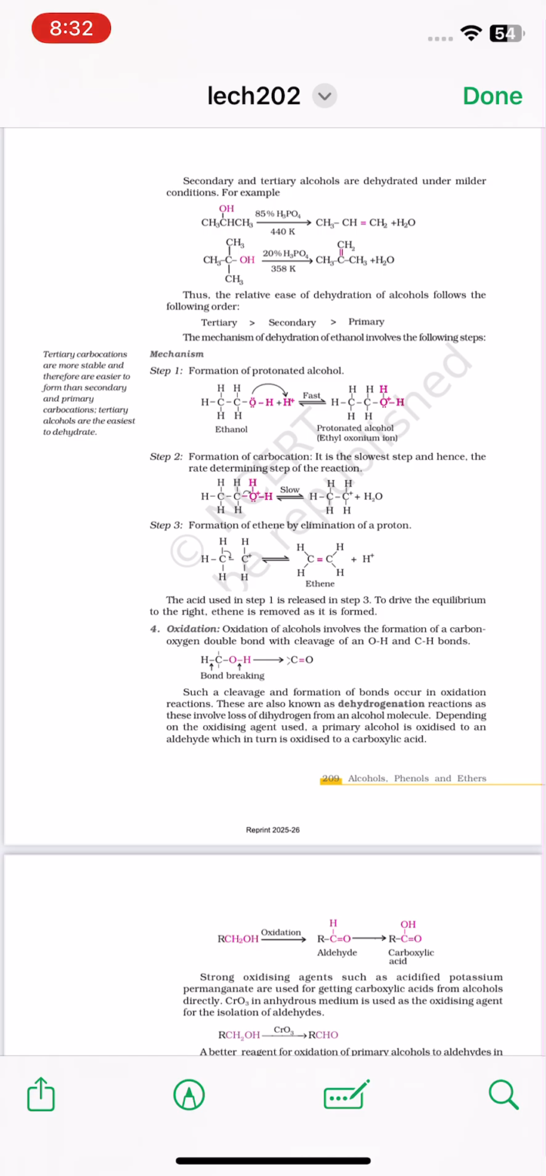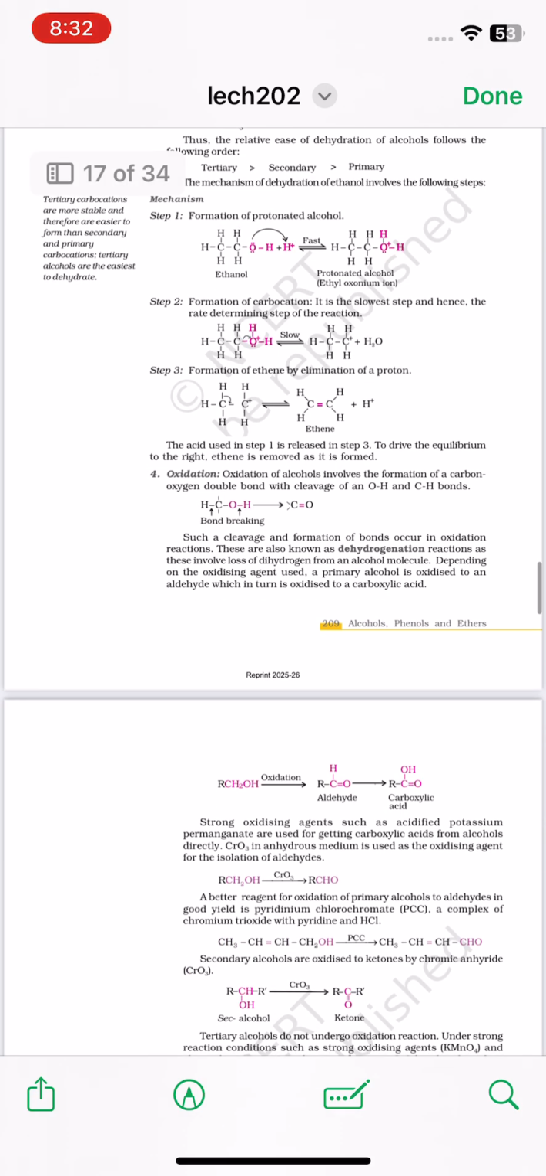The mechanism of dehydration of ethanol involves the following steps. First, formation of protonated alcohol. Second, formation of carbocation. It is the slowest step and hence the rate determining step of the reaction. Third, formation of ethene by elimination of a proton. Thus, the acid used in step 1 is released in step 3 to drive the equilibrium to the right. Ethene is removed as it's formed.